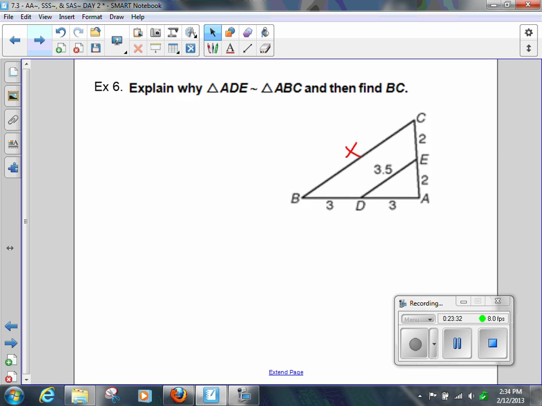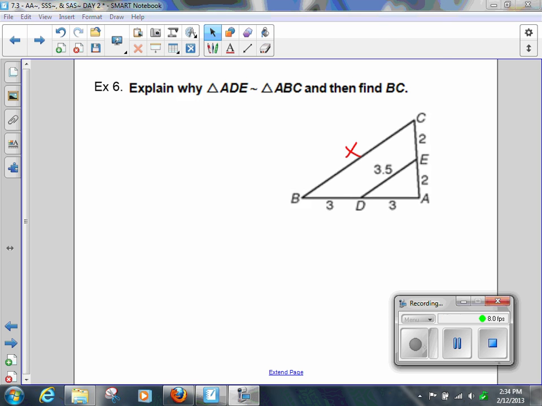You have to do two things. Number one, you've got to explain why those two triangles are similar to each other. It's either going to be angle similarity, side similarity, or side angle side similarity. It's either going to be one of the two. We just did one side. Then you've got to find BC.